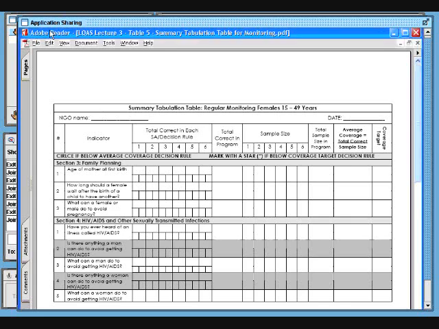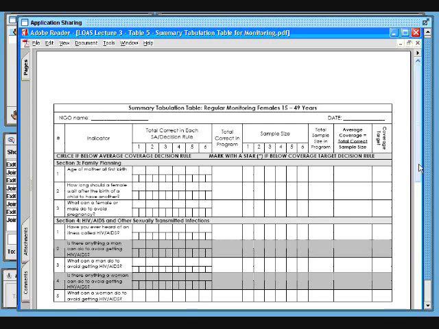Now, we have been showing tabulation tables and summary tabulation tables for an example of a baseline survey. But we can do pretty much the same type of process when doing the analysis of monitoring data coming from an LQAS survey. And I would like to also show you the summary tabulation table for regular monitoring, which is slightly different from the summary tabulation for baseline.